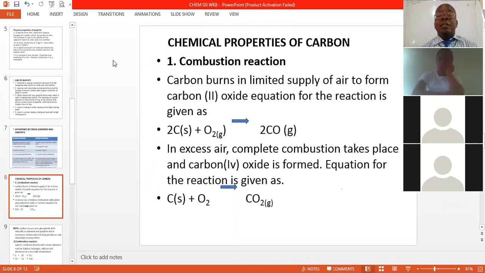So please look at the slide. You see carbon is a solid, it reacts with oxygen in the air, which is a gas, to give you carbon 2 oxide in limited supply. If the oxygen is in limited supply, the product will be carbon 2 oxide. But if the oxygen is in excess, when you react carbon with excess oxygen, you're going to have carbon 4 oxide as the product. You can see it there.